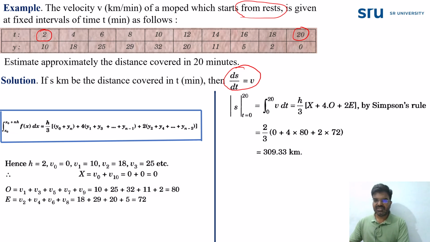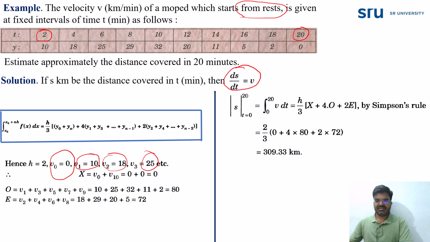At 0, the velocity is also 0. Now you can see I have written here that velocity is 0 at 0. Next, at 2, velocity is 10. At 4, the velocity is 18. At 6, the velocity is 25.